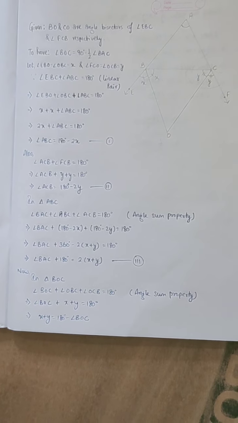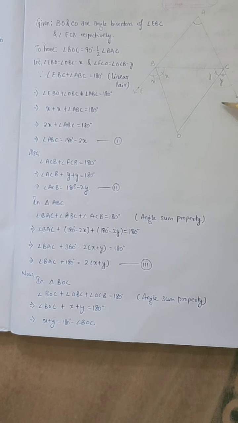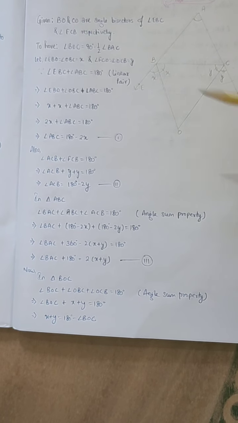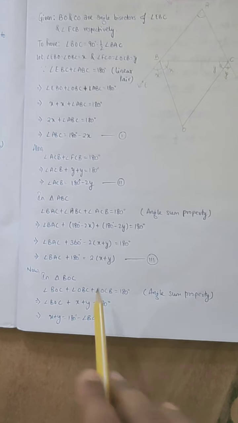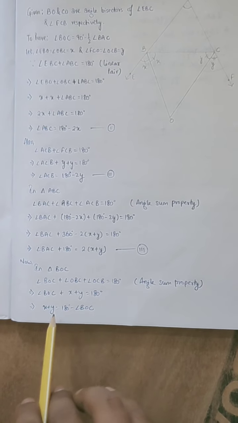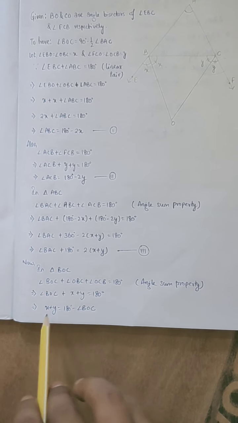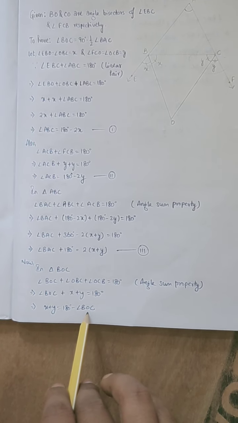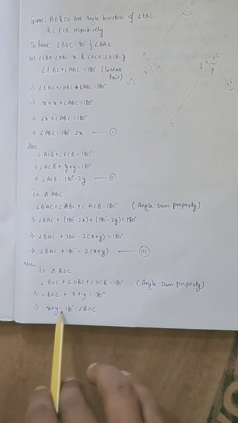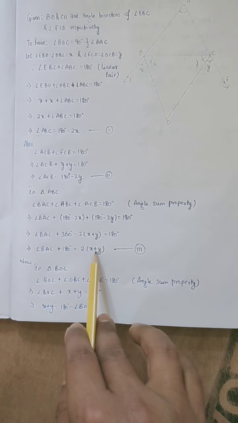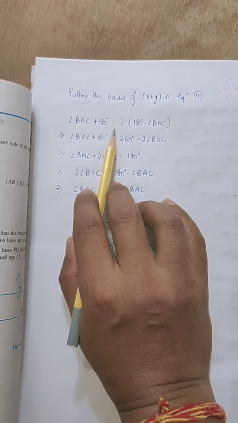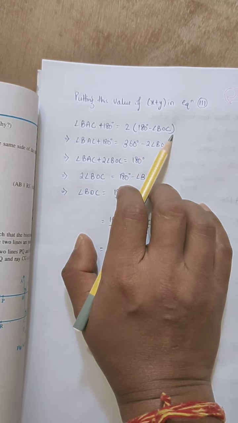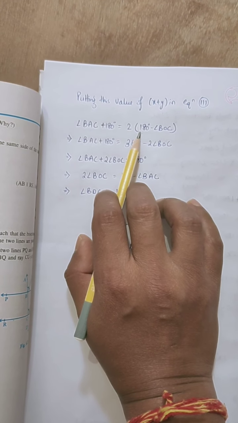Now take the remaining triangle BOC. Here also we can apply the angle sum property because this is a triangle. So x plus angle BOC plus y is equal to 180. From this we can find the value of x plus y. So x plus y is equal to 180 minus BOC, and we can put this value of x plus y in equation 3. Yes or no? On putting this we get BAC plus 180 is equal to 2 times 180 minus BOC. We have substituted the value of x plus y here.